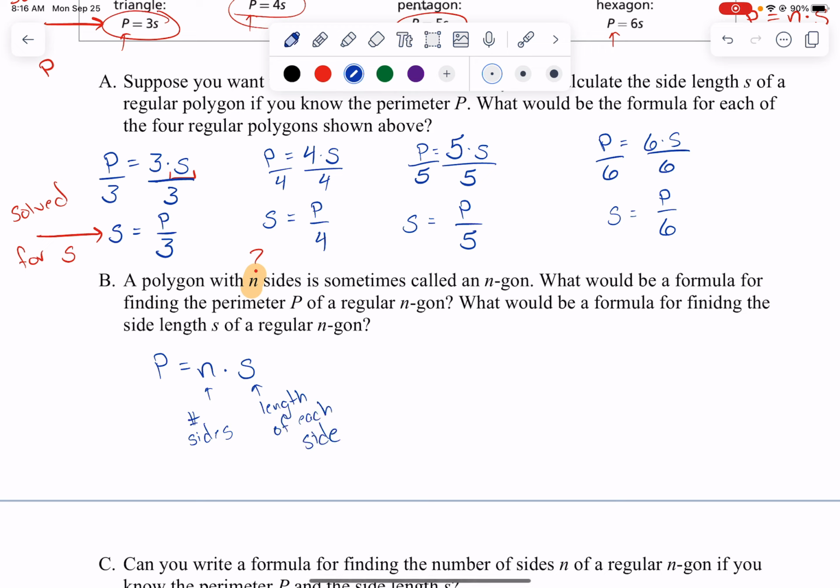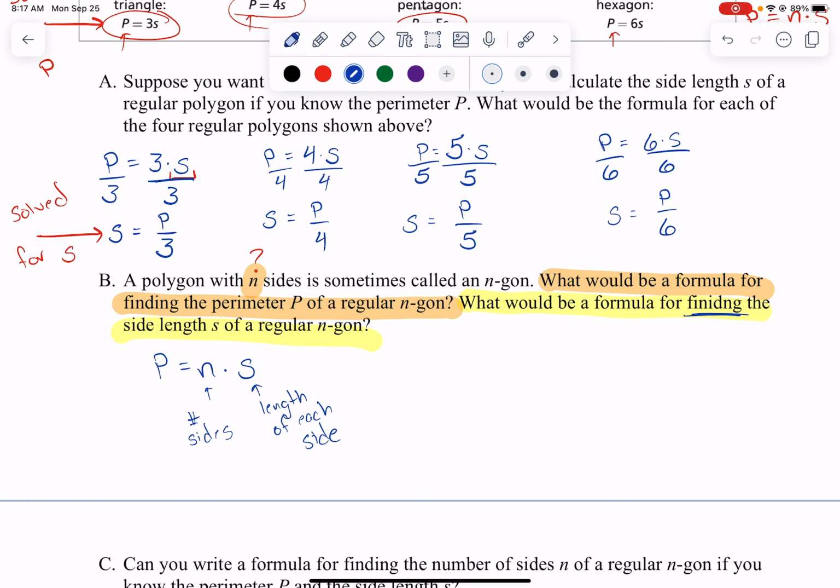So that was for this first bit. We just did what would be a formula for finding the perimeter. Next part, what would be a formula for finding the side length? Ooh, I misspelled finding. Sorry, typo. You can tell I typed these up myself. For finding the side length S.